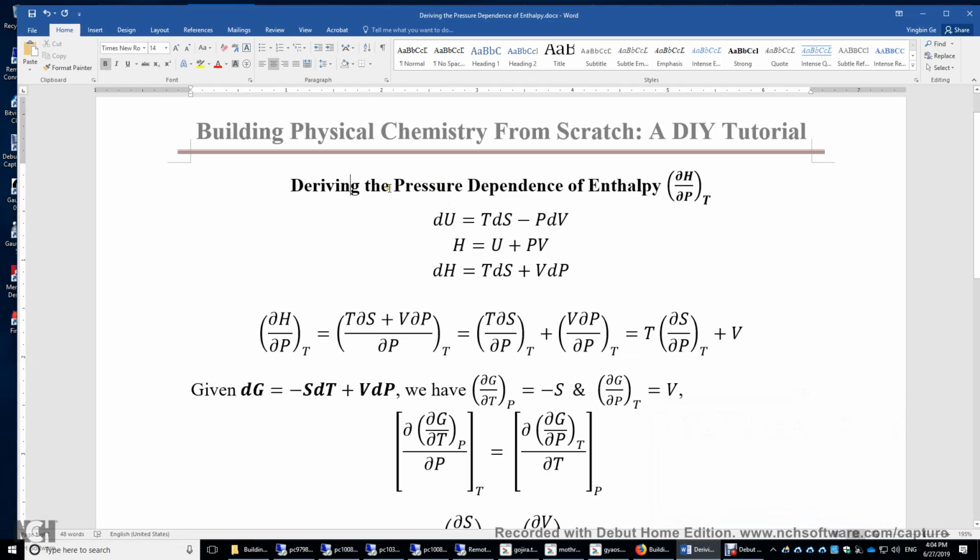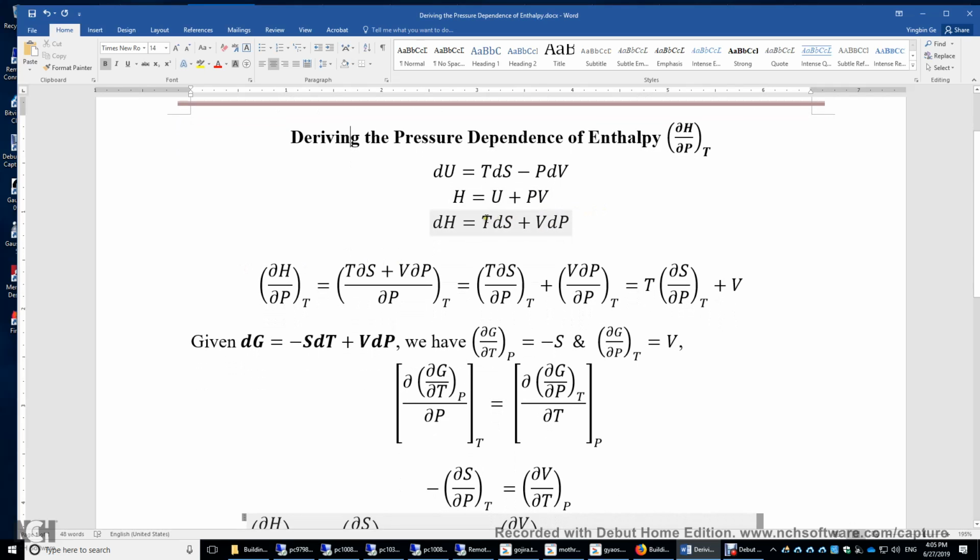In this video, I will derive the pressure dependence of enthalpy, ∂H/∂P under constant temperature condition. First, dU equals TdS minus PdV, and then by definition, H equals U plus PV, therefore dH equals TdS plus VdP. Now we're going to plug in this expression of dH in here.